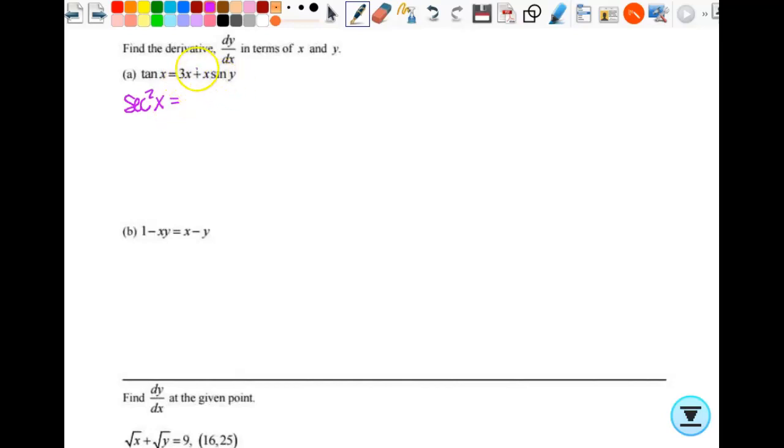Equals, so then I have two terms here. This 3x is just a term by itself. The derivative of 3x is 3. Okay. Plus, I have two things being multiplied here, so I have to use what rule? Product rule. So the derivative of the first, which is the derivative of x, is 1, times the second, which is the sine of y, plus the first, which is x, times the derivative of the second. What's the derivative of sine? Cosine. So this is cosine of y, and then dy/dx. Okay. Everybody with me so far?